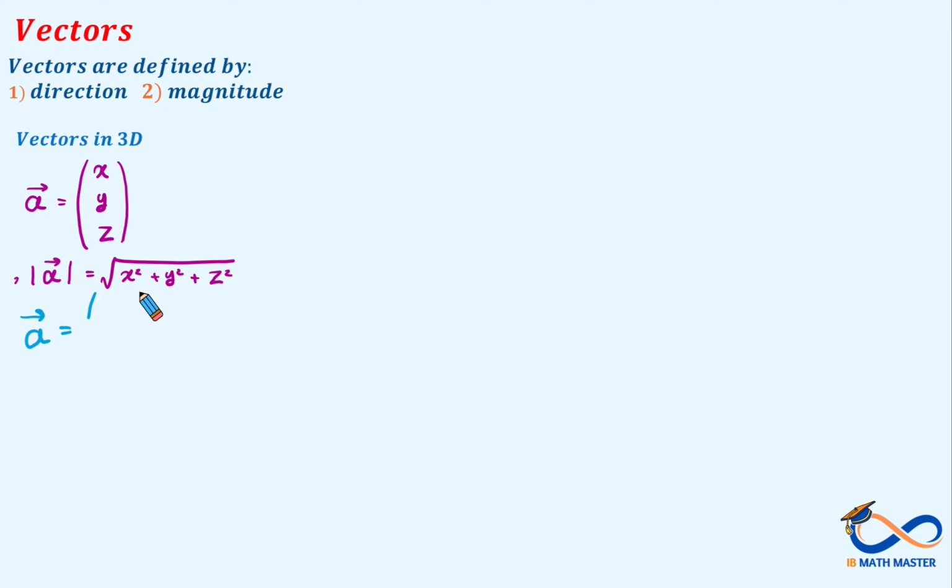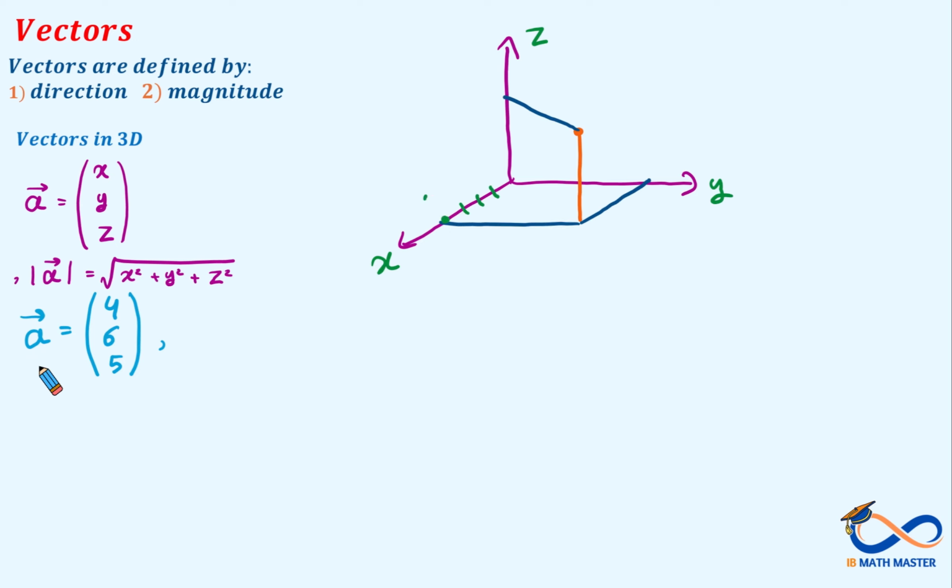Here now we have an example. We have vector A, which is (4, 6, 5). Here z is equal to 5. If we illustrate this vector A in 3 dimensions, it will be like this. Here we have the x-axis and the y-axis, and here we have the height, or the z-axis.